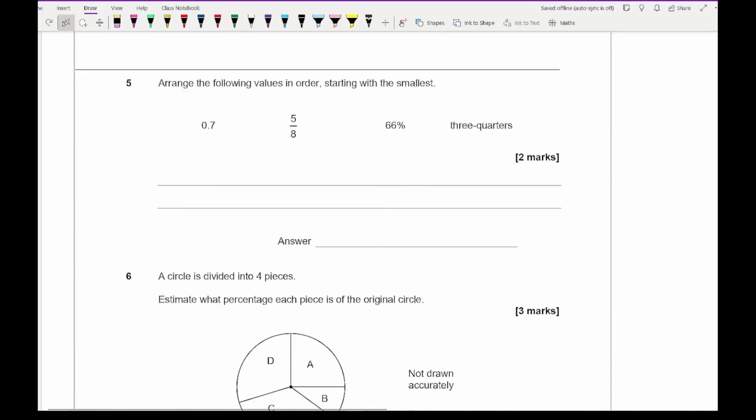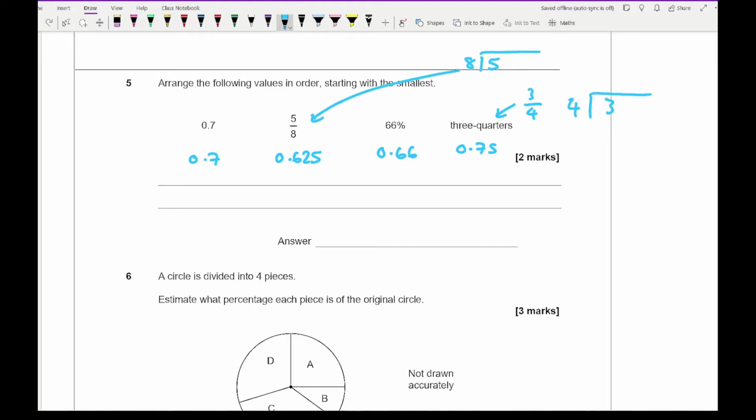Moving on to question 5, it says to arrange the following values in order, starting with the smallest. So again, I would probably recommend that you convert all of these into decimals. So that's going to be 0.66, and 3/4 is going to be 0.75. So again, if you're not too sure how to convert fractions into decimals, all you need to do is just do a bit of division. So for this one here, it's going to be 8 and 5 inside your bus stop. 3/4 is 3 over 4. And again, you can either know that off by heart or you can do some division to work that out.